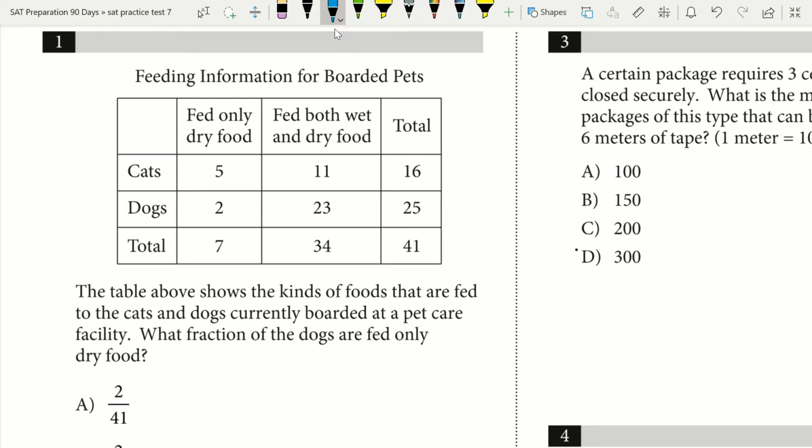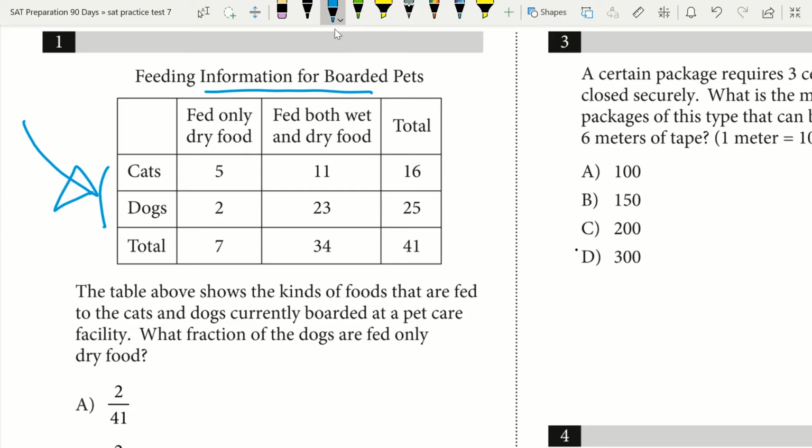Today I have an SAT math tip and trick for you that deals with interpreting two-way tables. If you don't know what a two-way table is, that's this right here, right? You have a table and you have categories on this side as well as up top. So you have columns and rows of categories, and you have to be able to interpret it based on totals in the row, totals in the columns, and totals overall.